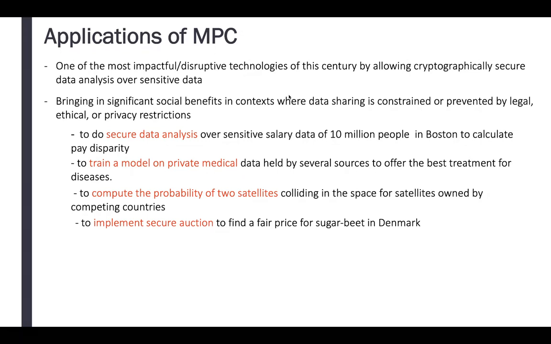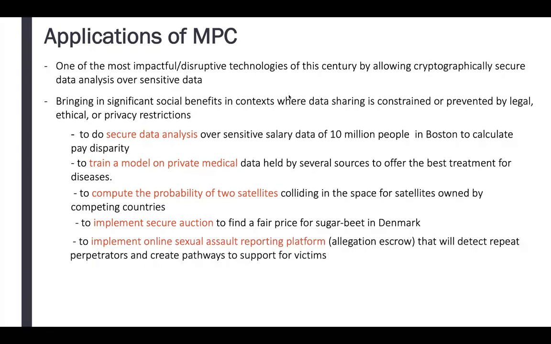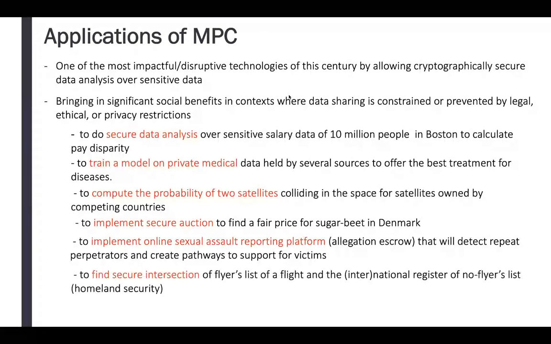And like this, there are plenty of other examples, and a very real life application of MPC has happened several years ago in Denmark. It's a national wide secure auction to find a fair price for sugar beet. Again, here they have used MPC. Other applications include implementing online sexual assault reporting platform, or to find a secure intersection of a flyers list of a flight and an international register of no flyers list, and then to detect hate speech and so on and so forth. There are many, many examples.